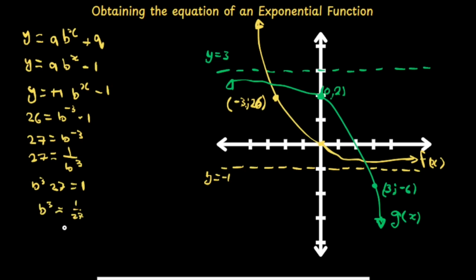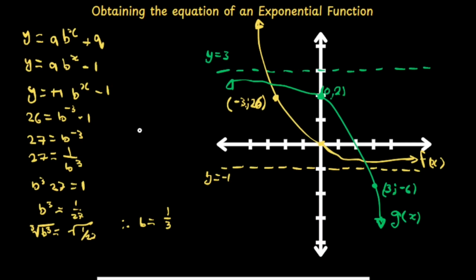Now, I'm not solving for b to the power 3, guys. I'm solving for b. So in order for me to do that, I would cube root both sides, and I would get b to the power 3 under a cube root sign, which would be equal to the cube root of 1 over 27, and therefore I would obtain the equation of b is equal to 1 over 3. It's a fraction, and that makes sense because this is a decreasing function above the horizontal asymptote.